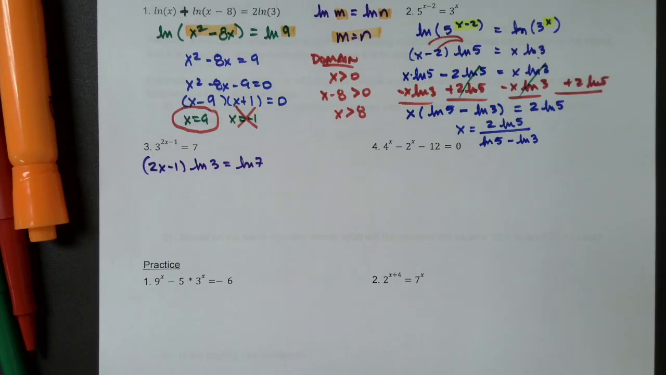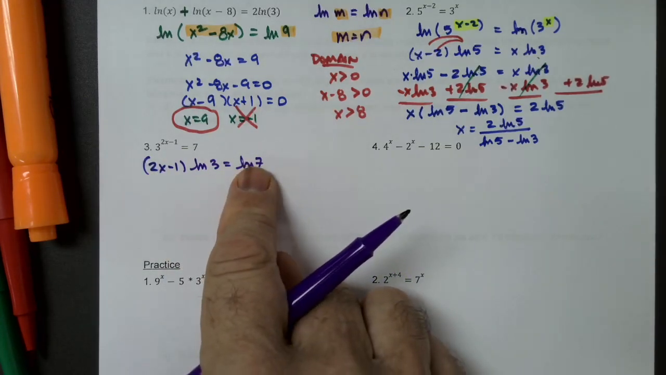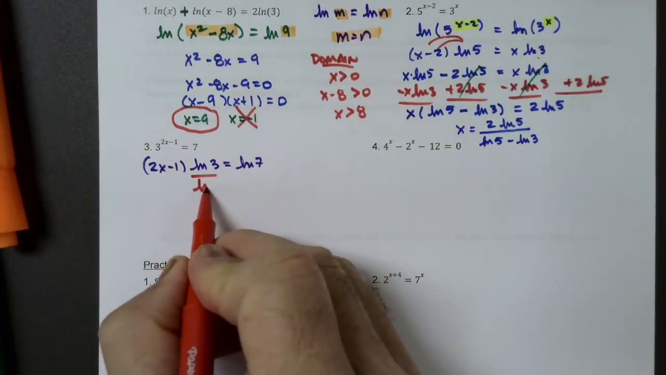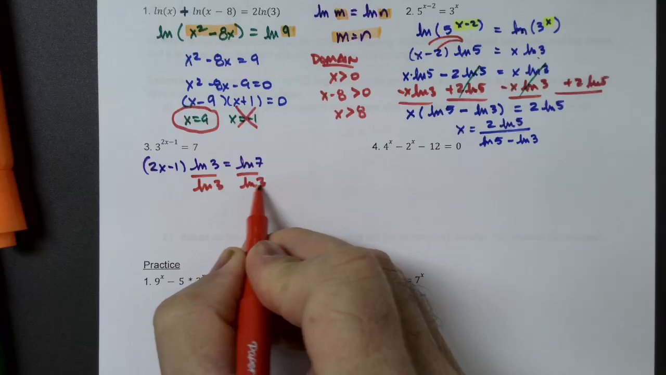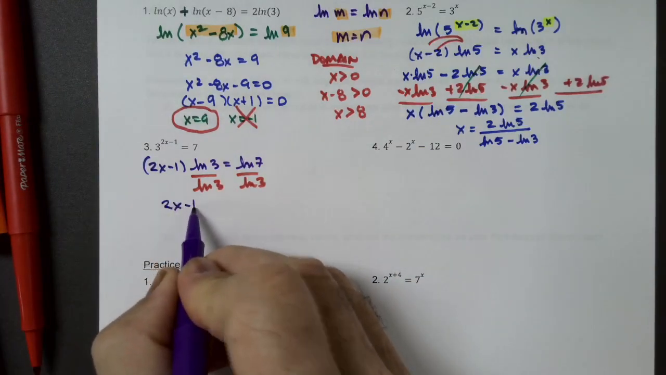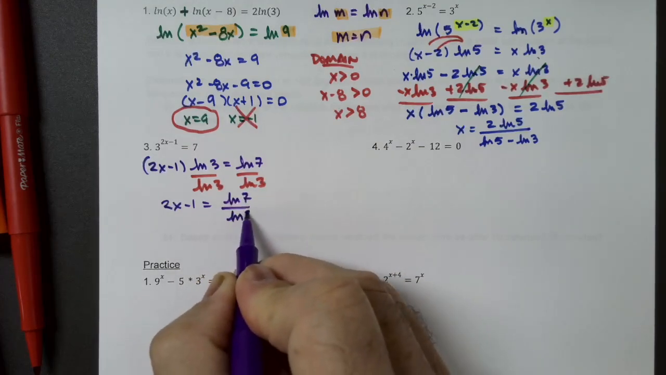Okay. This time, I'm not going to distribute. Let's just, since we don't have any x's on this side, let's just go ahead and divide both sides by the natural log of 3. That will give us 2x minus 1 equals the natural log of 7 divided by the natural log of 3.